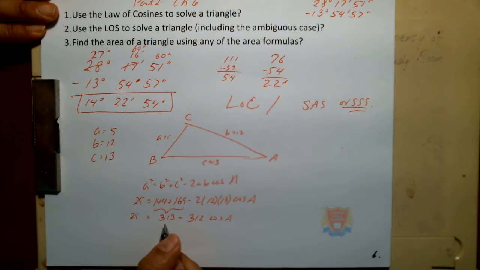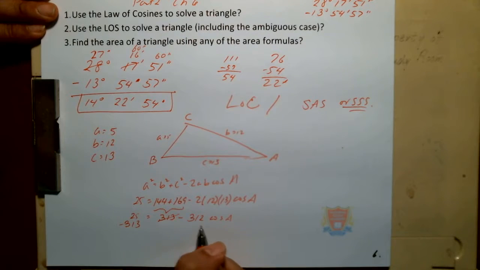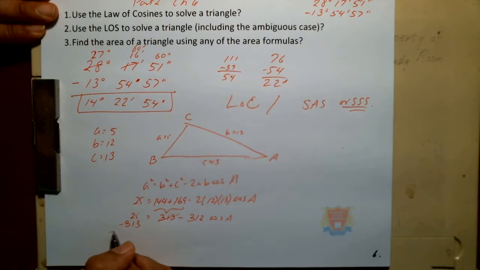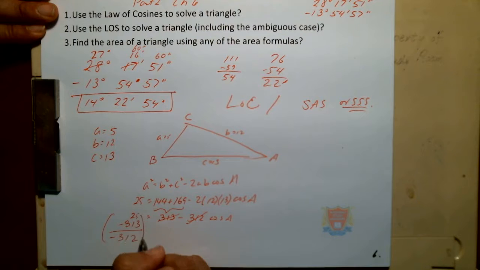How do I solve this out? First of all, I have to get rid of this 313 first. That gets rid of that. How do I get rid of this negative 312? I divide it by negative 312. That gets rid of that. How do I take the cosine out of the angle? You take the cosine inverse. That gets rid of that. That's equal to your angle.